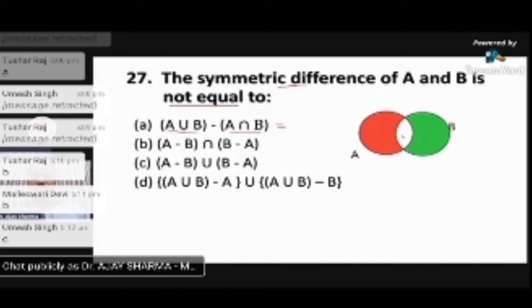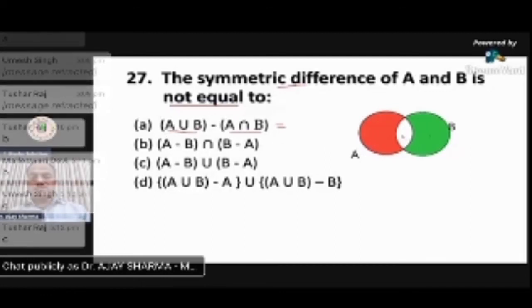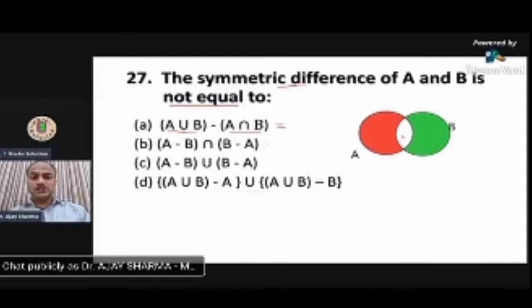Now A minus B, or A difference B, is this one, and B difference A is this one. So when we take the intersection of these two portions, obviously we do not get anything. This will be equal to the empty set. And this is our required thing, we had to tell the set which is not equal to the symmetric difference. So this will actually be equal to the empty set, because in A minus B and B minus A, the red and green portions, we do not see any common portion.